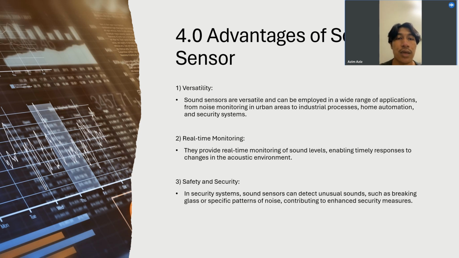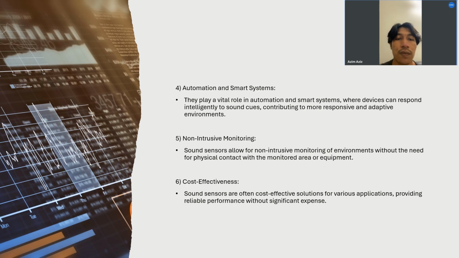And number three, safety and security. In security systems, sound sensors can detect unusual sounds, such as breaking glass or specific patterns of noise, contributing to enhanced security measures. Number four is automation and smart systems. They play a vital role in automation and smart systems, where devices can respond intelligently to sound cues, contributing to a more responsive and adaptive environment.